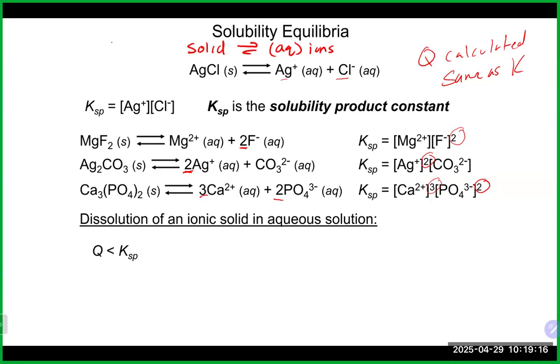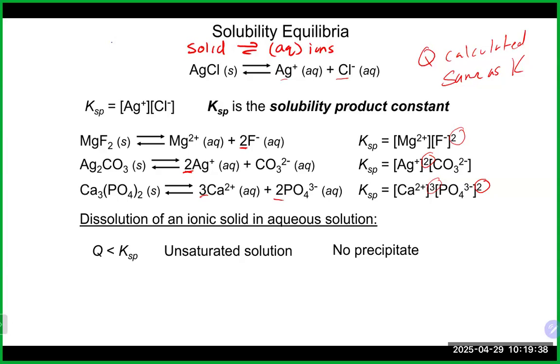Now, if you calculate Q and compare it to the KSP value, and Q is less than the KSP value, you will have an unsaturated solution. An unsaturated solution means that you could actually still get more stuff to dissolve at that point. You should not expect any type of solid to form.